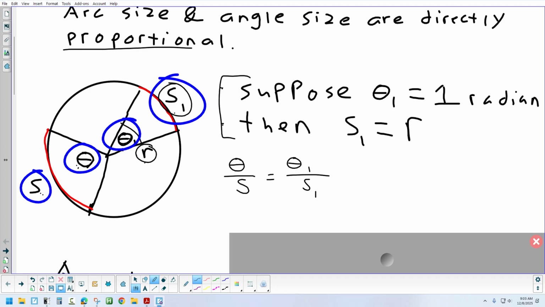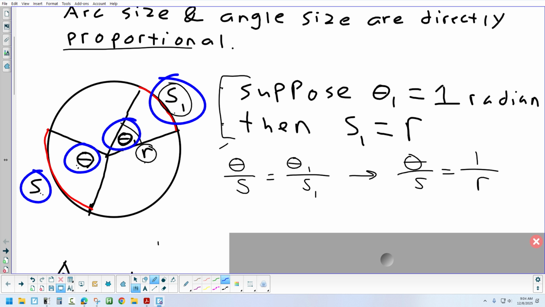They are directly proportional. And now we have a little bit of information we can fill in there. What did you say we could fill in for theta 1? 1 radian. Yep, we're going to fill in 1 radian. And what would that make my denominator? R. Yeah, it would make it R.